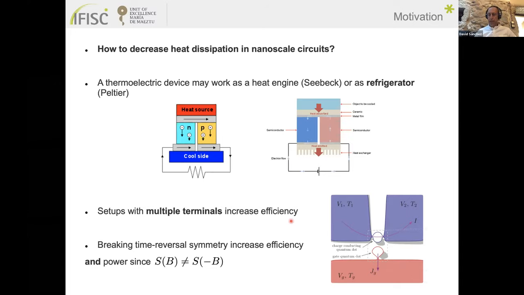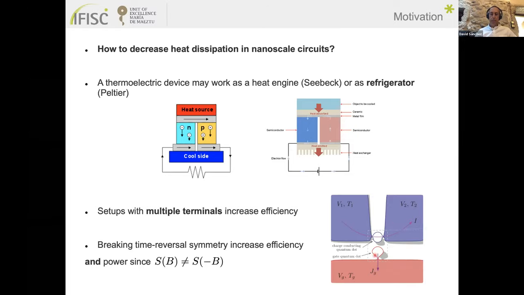Okay. So here we have a sketch of a, well, here it's a quantum dot, but you can use any other mesoscopic system, which is coupled to source and drain terminals with different voltage differences or even temperature differences, if you wish.